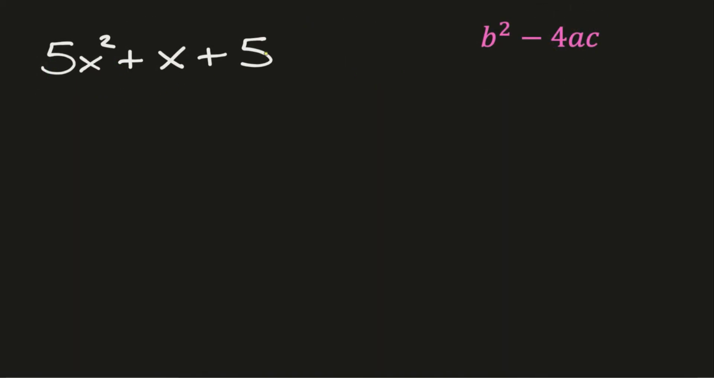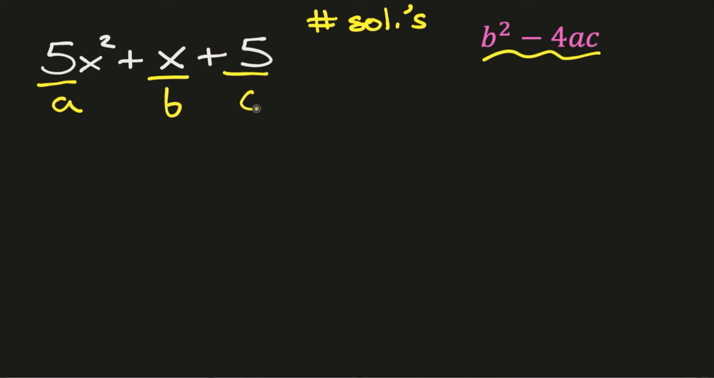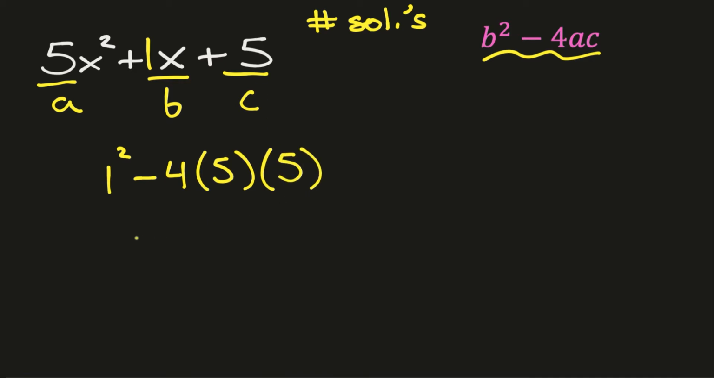We are given a quadratic equation and we want to find the number of solutions using our discriminant. Before we do anything, we want to remember that the coefficient of the x squared term is a, the middle term is b, and our constant term is c in this equation. So, using this information, we know that our b term is 1 squared minus 4 times 5, which is our a term, times 5, which is our c term.